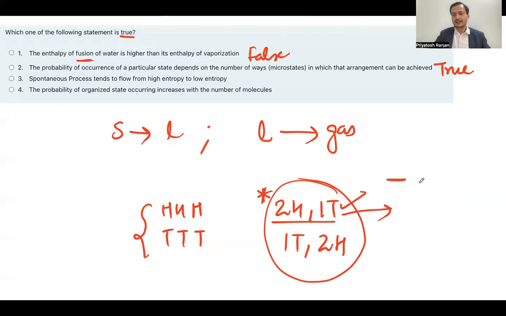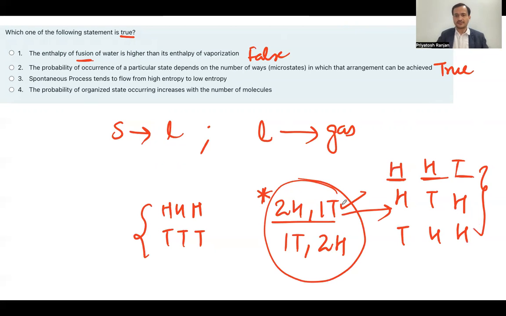So let's consider we have three coins. What are the different possibilities or the microstates? It could be either head, head, tail. It could be either head, tail, head, or tail, head, head. What else? So these are the different combinations for this situation.